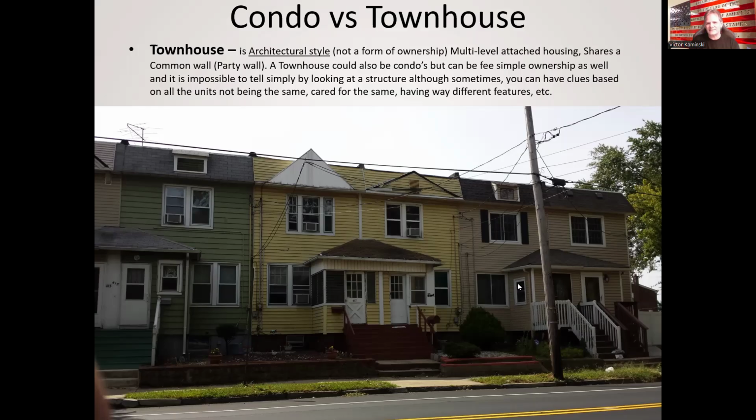So I would guess. Sometimes you could get a hint. Even though you can't look and tell for sure what form of ownership it is simply by looking at it, sometimes you could get an idea. Like this one, I would guess that this is not a condo, that these are fee simple ownership of these townhouses. And that's true. I know because I know somebody who lives in one of these and further down.